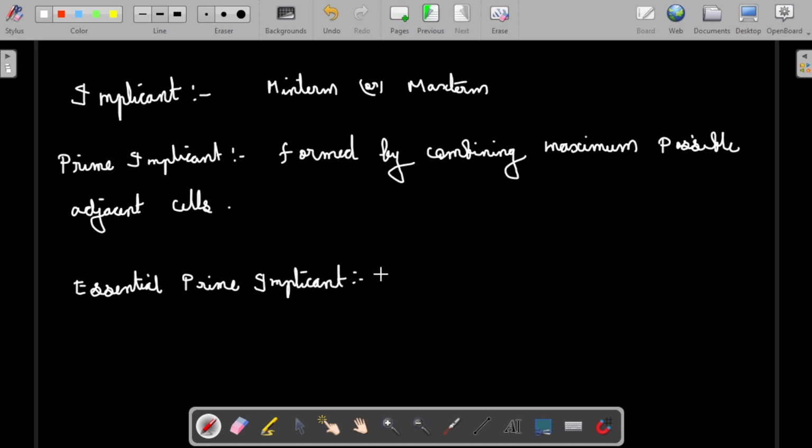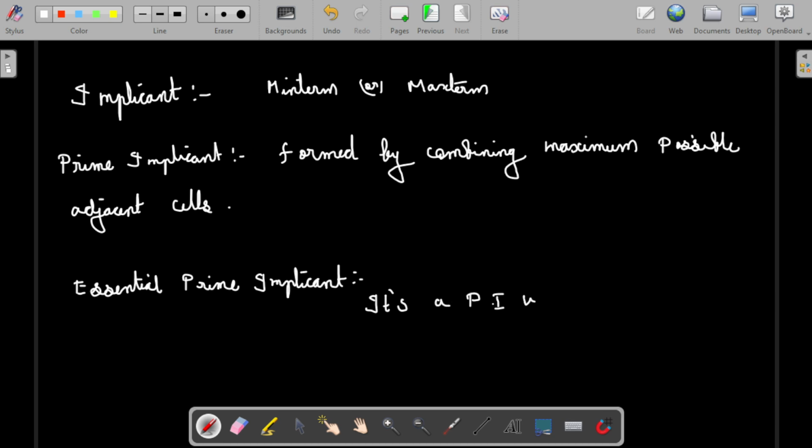So definitions may confuse, but when we see some examples, they will be much better understood. The essential prime implicant is a prime implicant which contains at least one minterm which cannot be covered by other prime implicants. So listen to this carefully. It's a prime implicant, I am mentioning as PI.